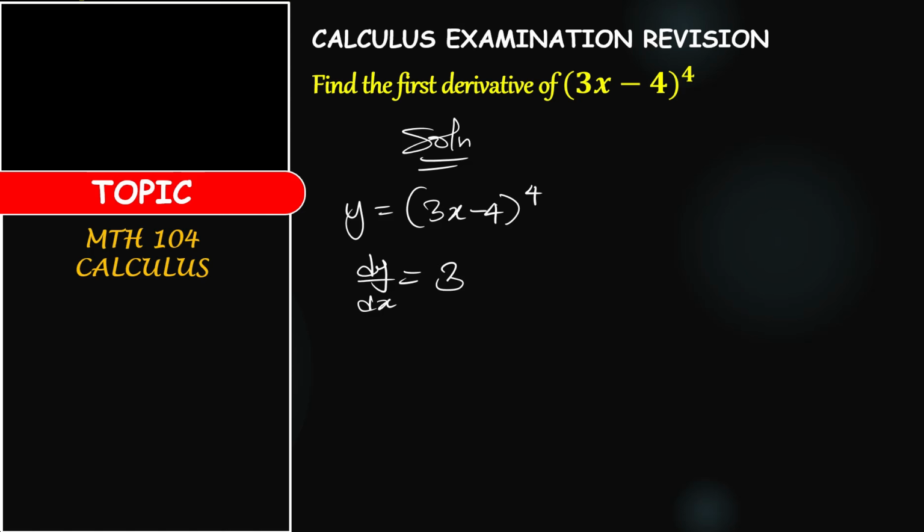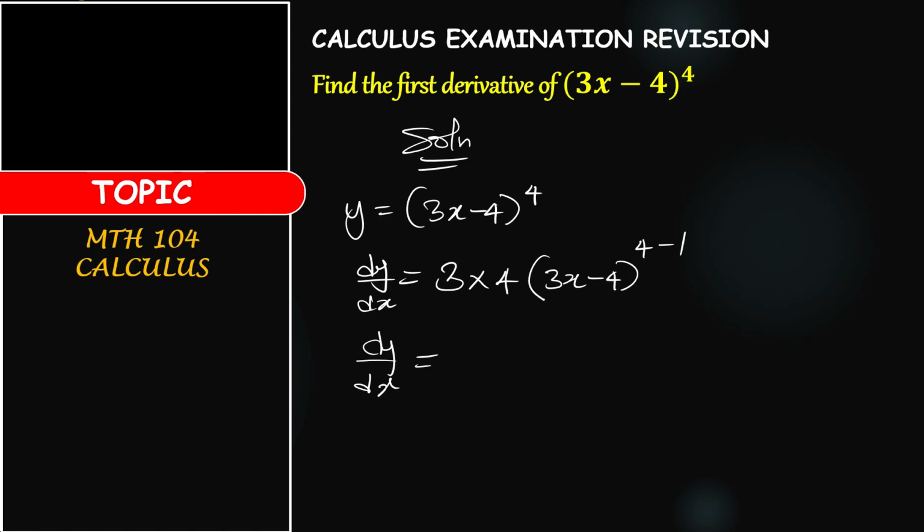Use this 4 to multiply what you just differentiated. Write the bracket again. Everything in the bracket, 3x minus 4, and then subtract 1 from the power. That is the answer to that question. You don't need to solve much. I say, first of all, differentiate what is in the bracket, multiplied by the power. Write everything in the bracket again, then subtract 1 from the power.